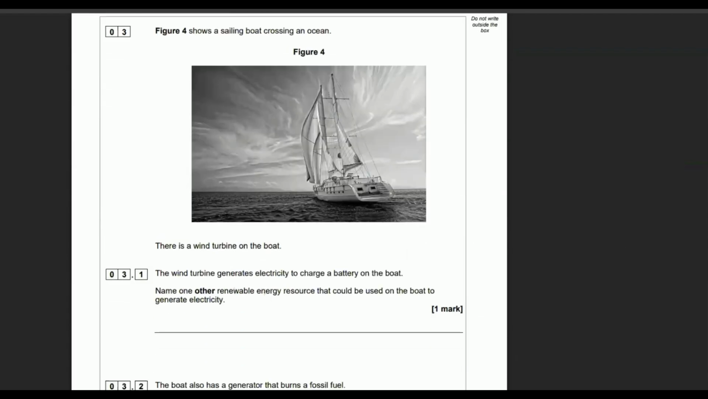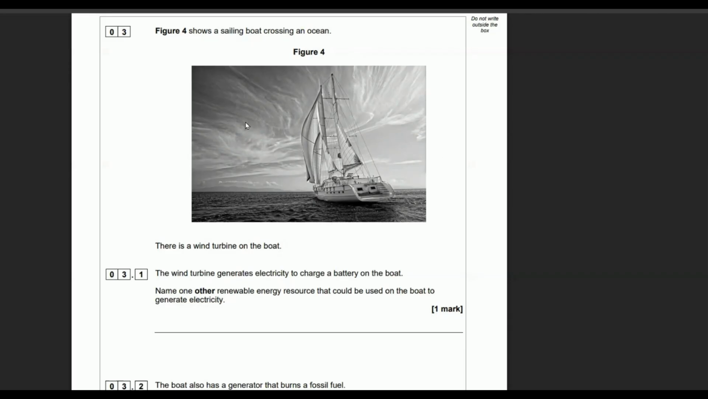Okay, we're on question 3. Figure 4 shows a sailing boat crossing an ocean. There is a wind turbine on the boat. Can't actually see it, but there's a wind turbine, we're led to believe, somewhere on that boat. 3.1, the wind turbine generates electricity to charge a battery that's on the boat. Name one other renewable energy resource that could be used on the boat to generate electricity.